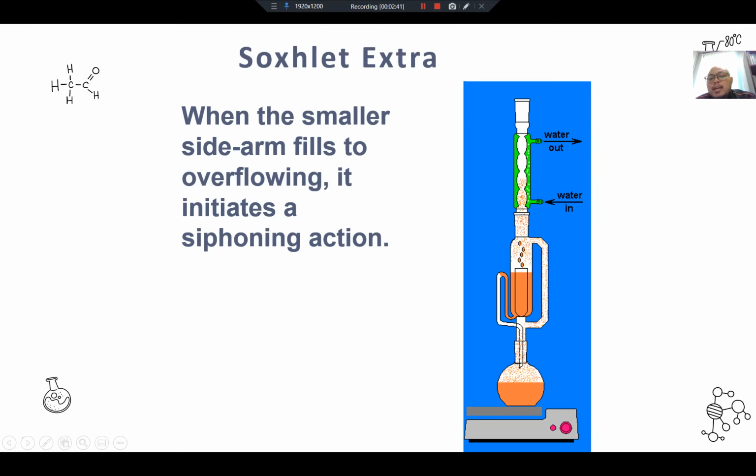So it will dissolve, and it's continuous. When the smaller arm fills to overflowing, here, it starts to overflow, and it will automatically initiate a siphoning action. This is the interesting thing. It's like magic, not magic, it's actually the physics science behind it. When it's overflowing, it starts to siphon. What does siphon mean? It means all the solvent over here will continuously siphon into this distillation cup.